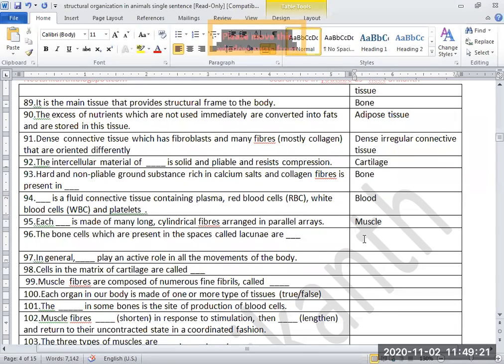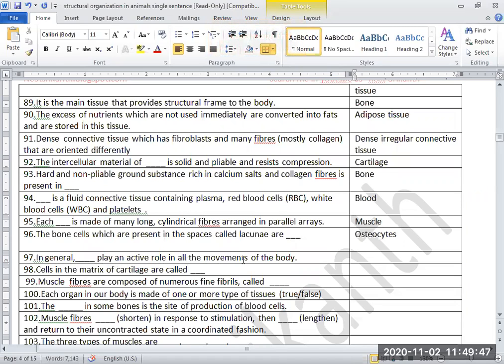The bone cells which are present in the spaces called lacunae are... The lacunae of cartilage contain chondrocytes. Now asking about the lacunae of bone in the Haversian systems, which cells do they contain? Osteocytes. Yes, osteocytes; when they become active, we call them osteoblast cells.